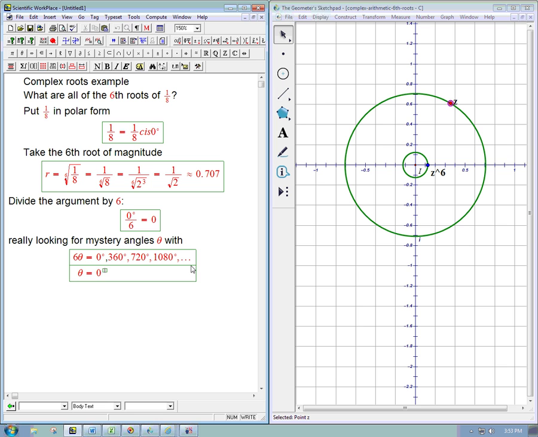Theta is either going to be 0 degrees, that's the one we already found, that's the real solution of the problem, which we knew already, or 60 degrees, that's this one right up here, or 720 over 6 is 120 degrees. Or, now we can see the pattern. We don't actually have to look at 1080 and divide it by 6. It's easier just to say, oh, I know the pattern here. I'm going up by 60 degrees each time.